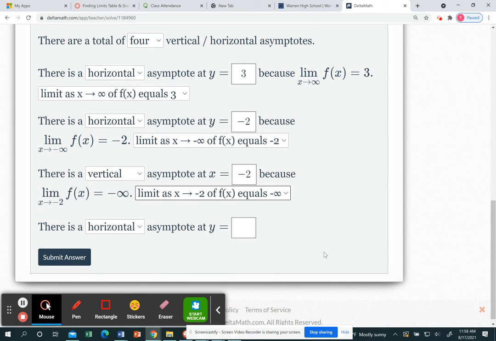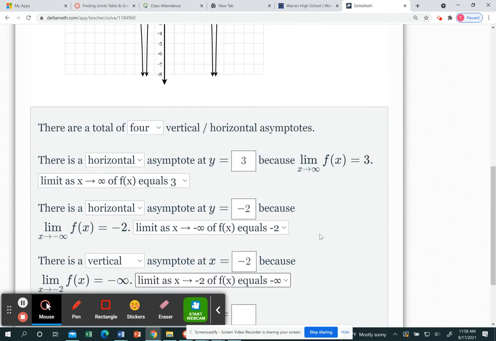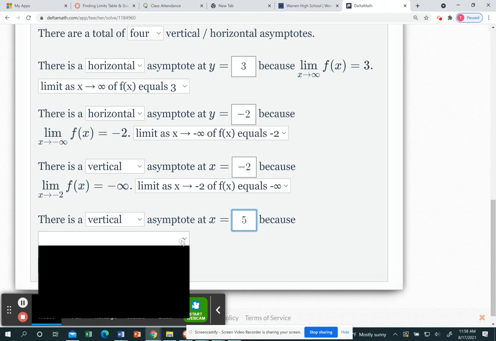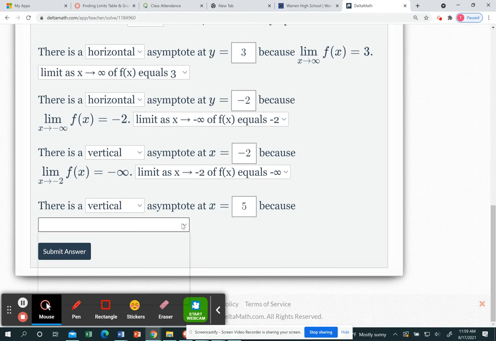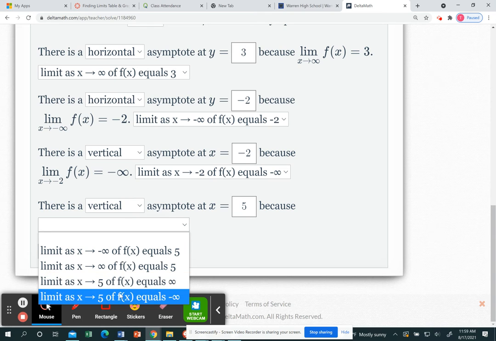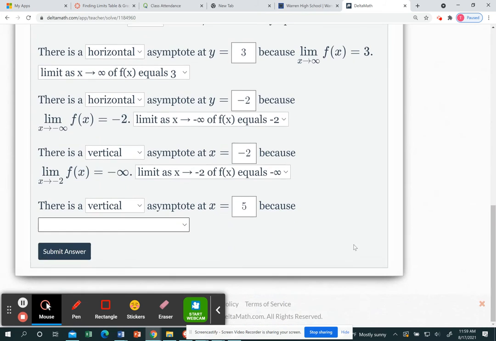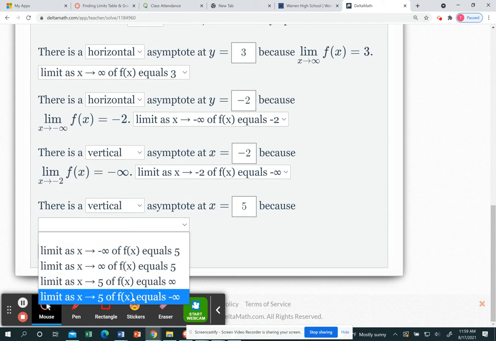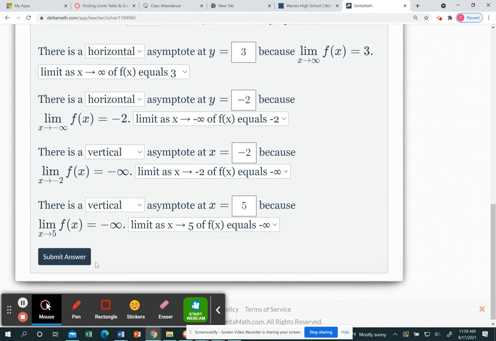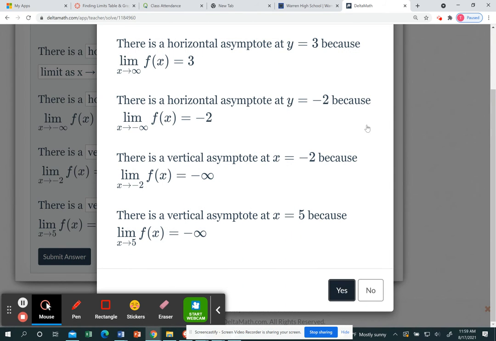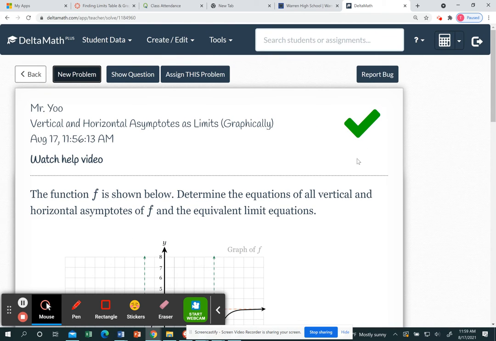Do you see that? And the last one is at 5, vertical asymptote at 5, because as you approach 5, what happens? Is it positive infinity or negative infinity? Negative infinity. Alright, how many of you are able to follow what I just said? Alright, excellent. You guys are so smart. Okay, good. So basically that's what we're doing.